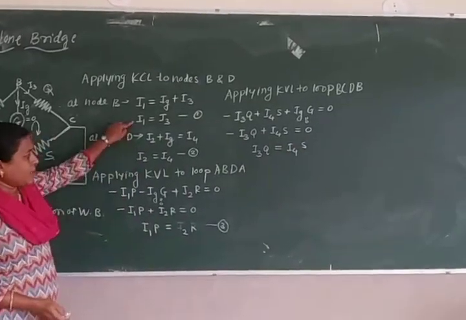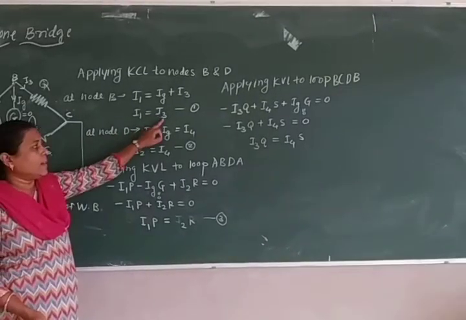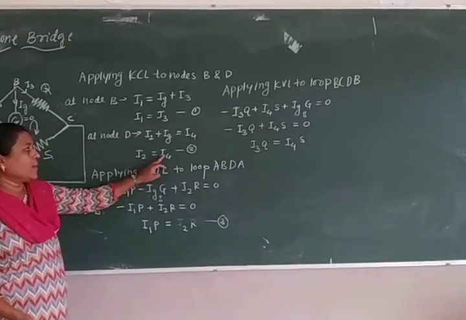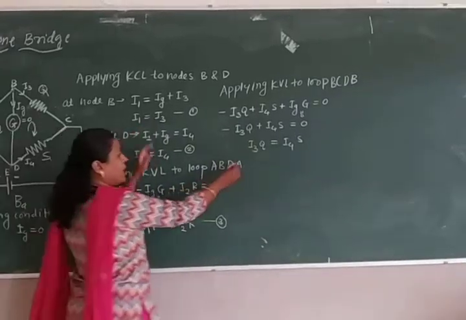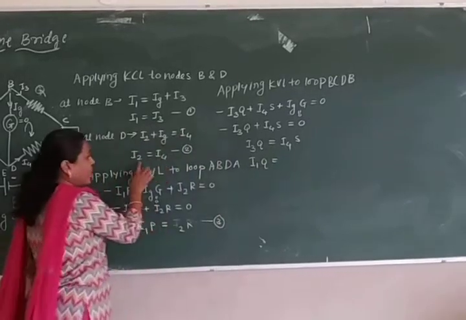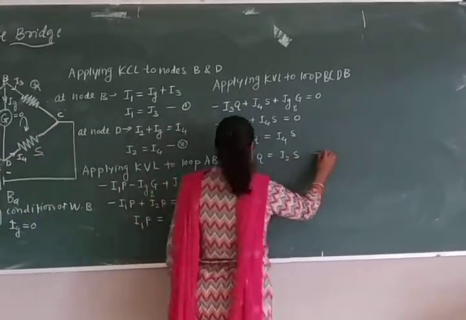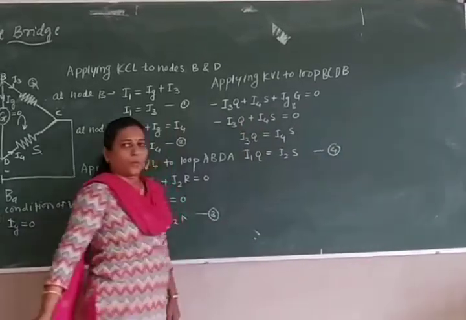Now from equations 1 and 2, I1 is equal to I3, I2 is equal to I4. So for I3 we can write I1, and for I4 we can write I2. So I1Q is equal to I2S. We call it equation number 4.